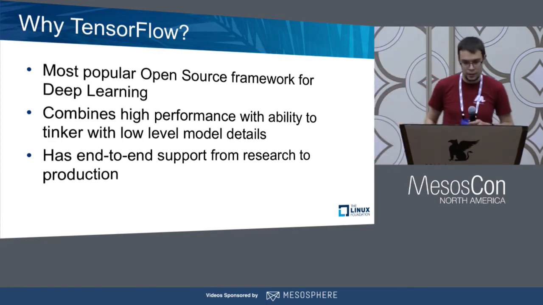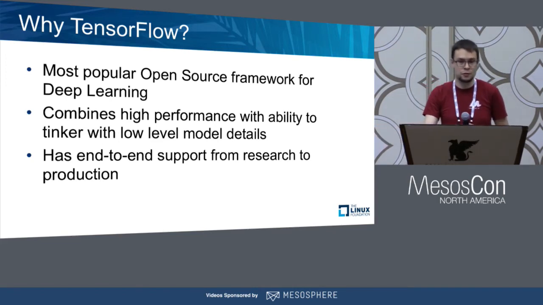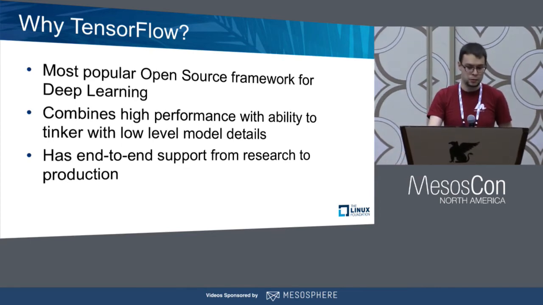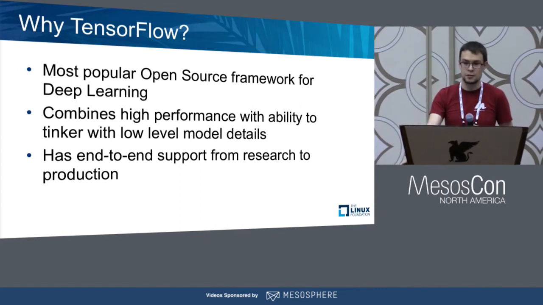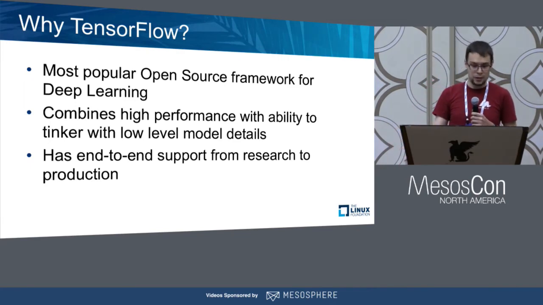All right. As we grew as a company and did more and more machine learning, we realized that we need to invest in our deep learning infrastructure, and the framework we chose for the majority of our models is TensorFlow. So why did we do that? TensorFlow is the most popular open source framework for deep learning at this moment. When I was preparing these slides, I looked at the GitHub page, and it shows 69,000 stars and 34,000 forks. It's a huge number compared to other frameworks.